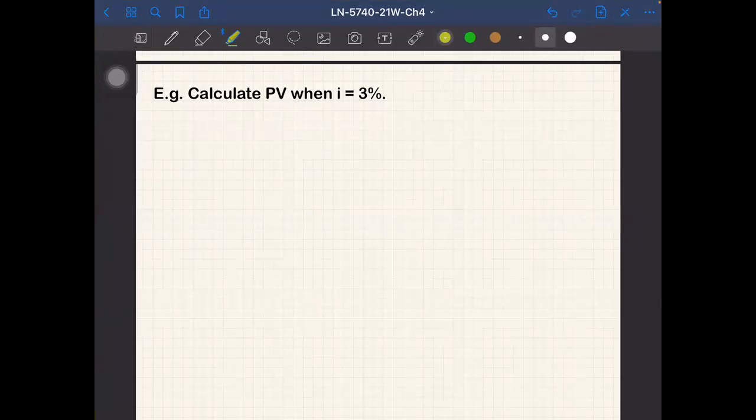Hi, we continue with increasing annuities, and this time an example for the corollary. Example: calculate the present value when i is equal to 3%.